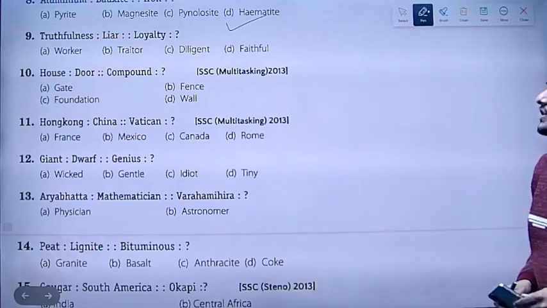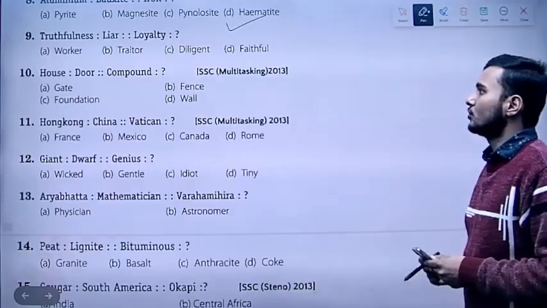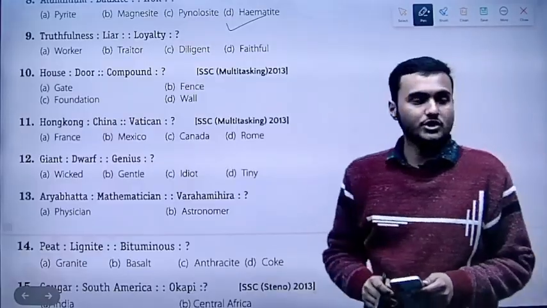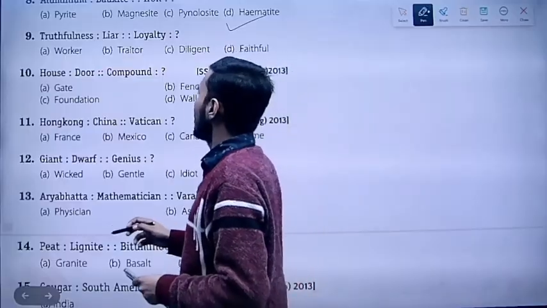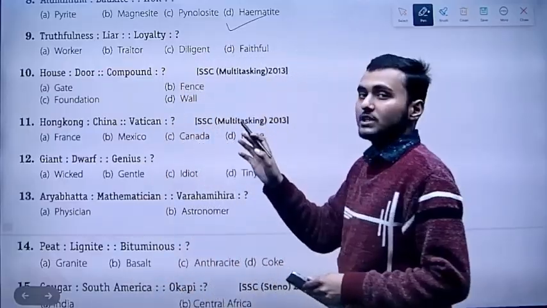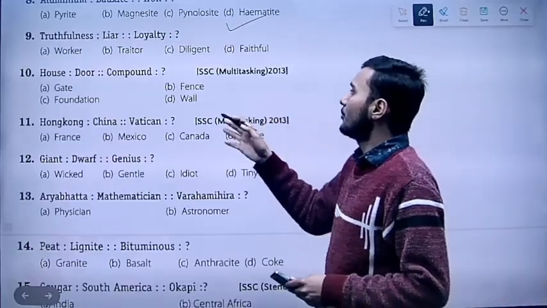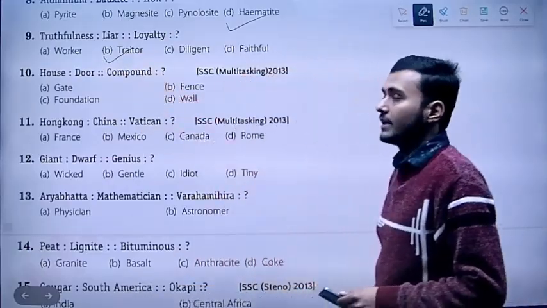Our next question is: truthfulness is equal to liar, then loyalty is equal to what? Again, in question number 9, we clearly see that the relationship between truth and liar is an opposite relationship, so we have to find the opposite relationship for loyalty. The opposite of loyalty is traitor. So the correct answer will be option B, traitor.